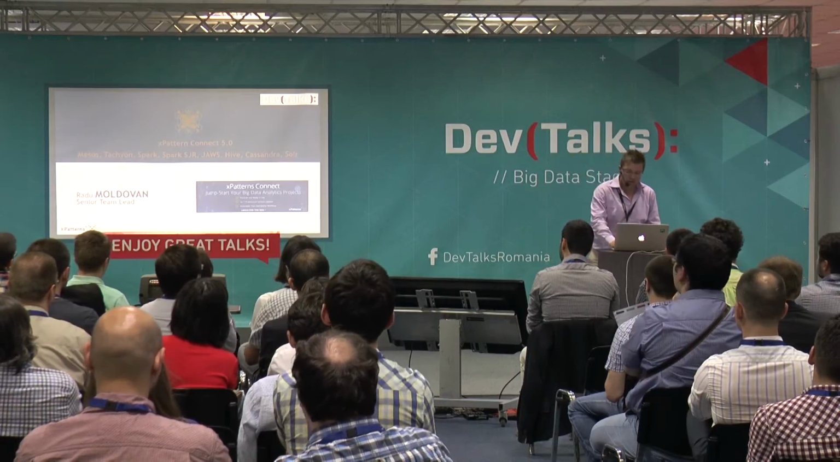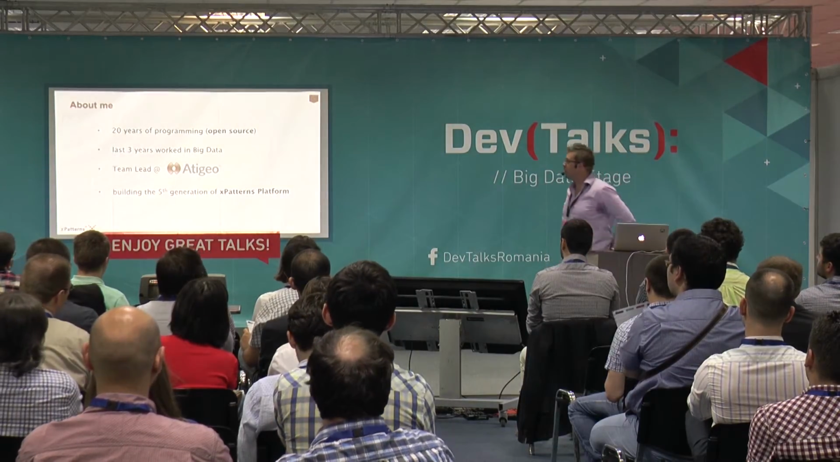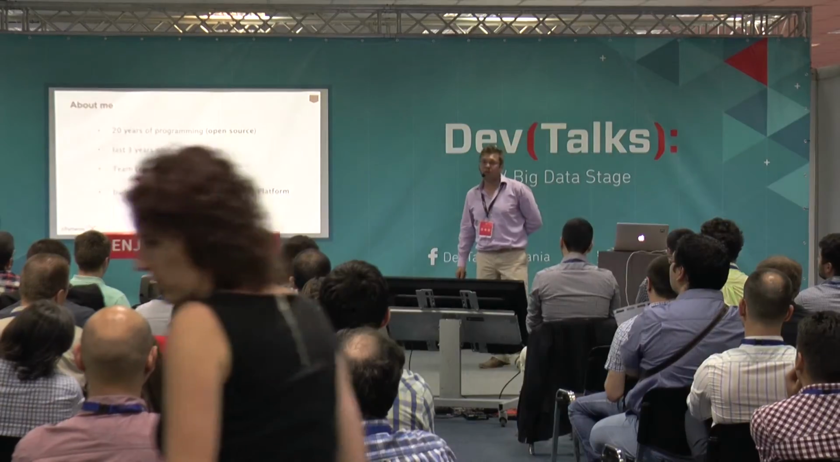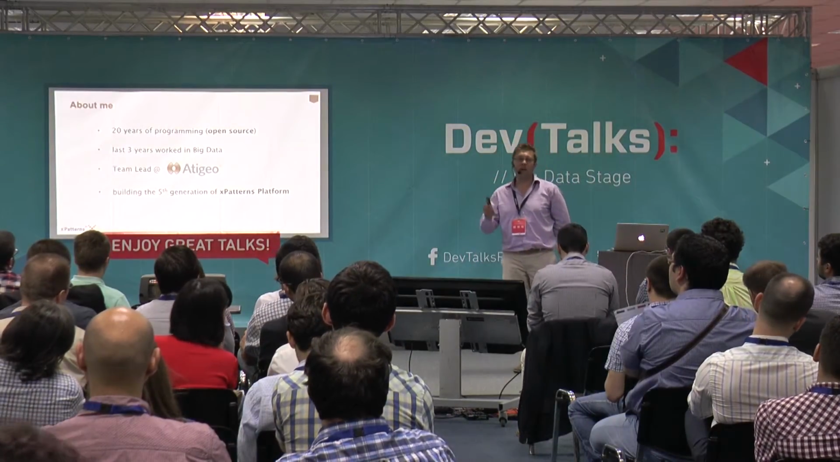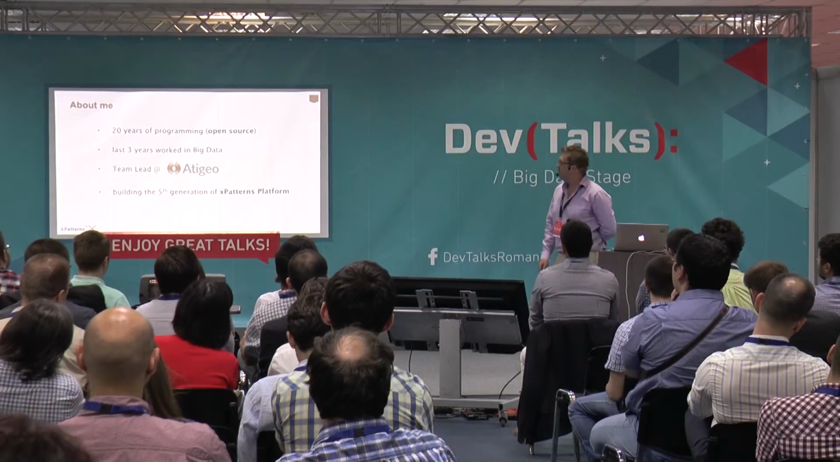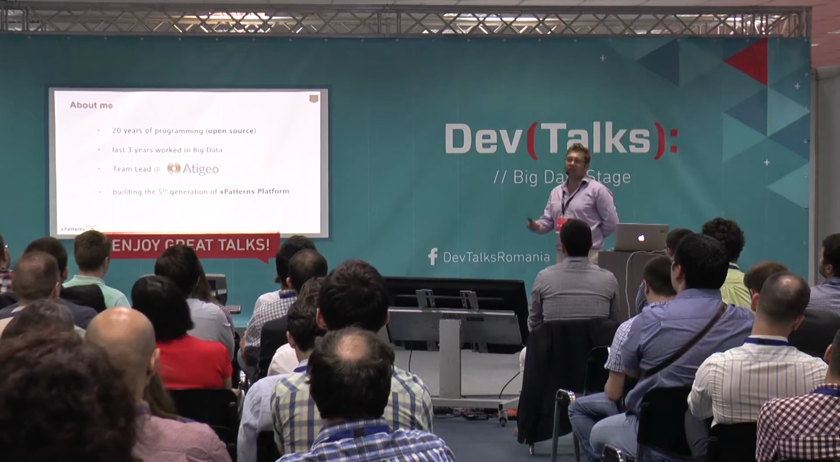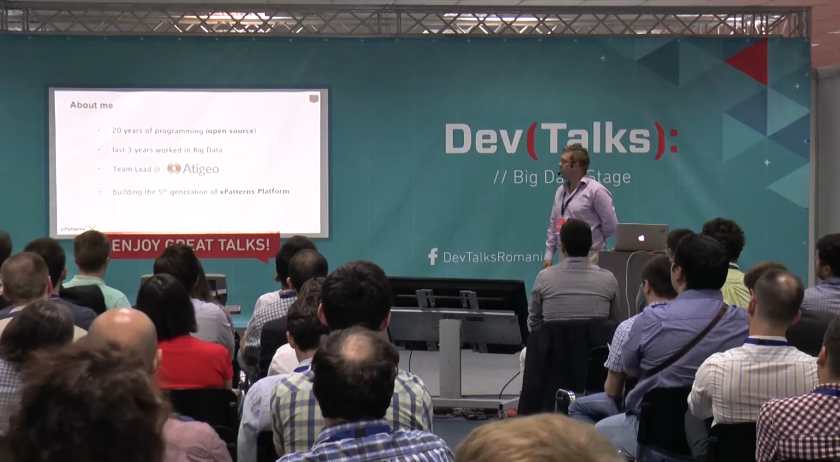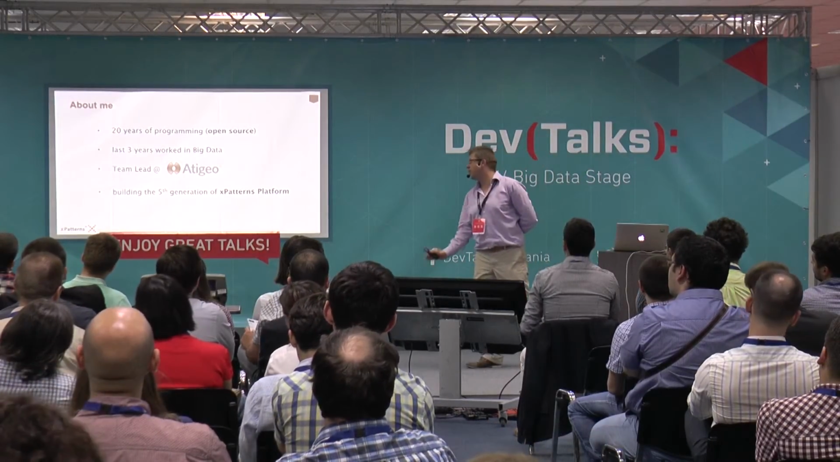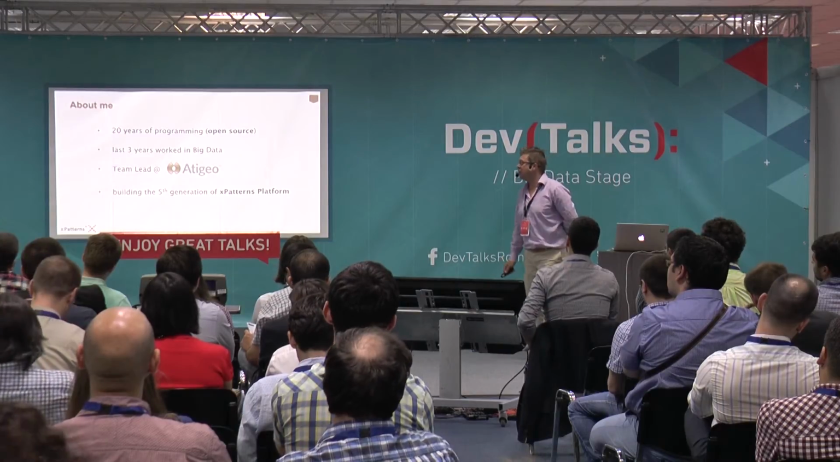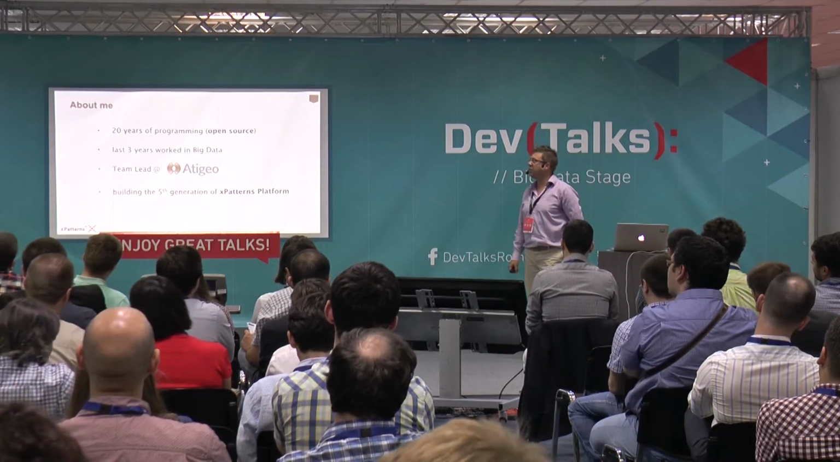So what about me? My name is Radu Moldovan, and I'm coming from Timișoara. I have a team coming with me from Timișoara. You can ask them if you have questions. I've been working for the last 20 years in programming. I started earlier, and the last 3 years working in big data.